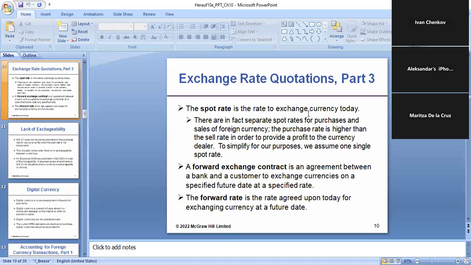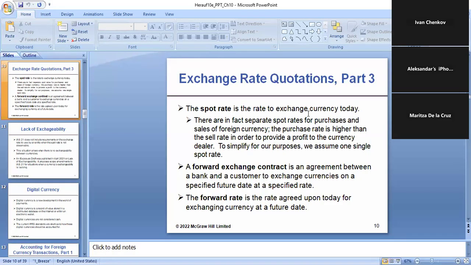We're going to have a spot rate. Spot rate is the rate of the exchange on the currency today, or most likely at the day of the transaction. There is, in fact, a separate spot rate for purchase and sales. Obviously, there are different rates for buying and selling the same currency. That's why you can easily lose money by buying and selling the same currency. And since the rates are different, by the end of the day, you can lose all your money.